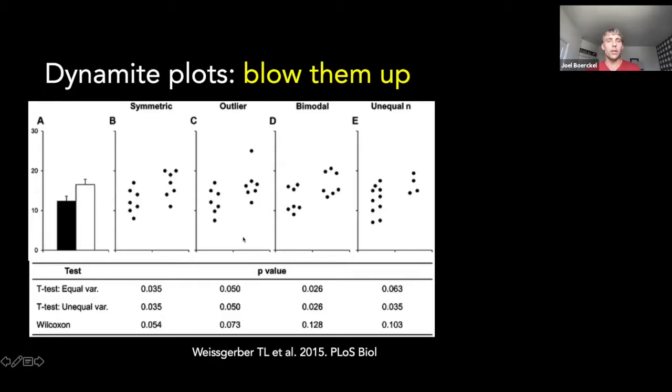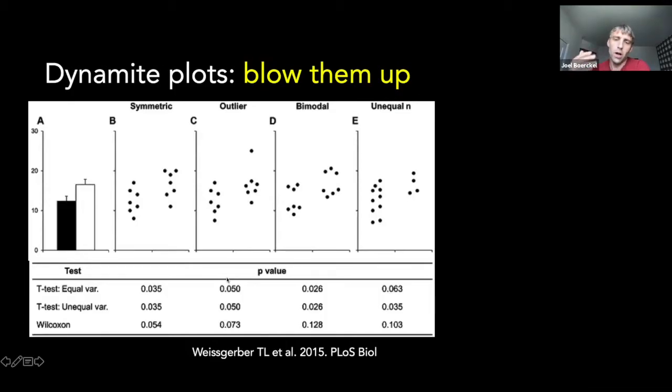So my encouragement is to blow this up. There's a citation down here. Let me see. Yeah, this citation from Tracy Weisgerber, and this paper is really excellent. I would really encourage you all to take a look at it.